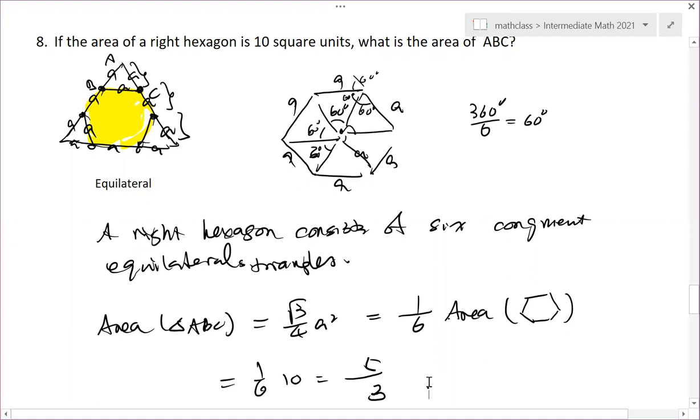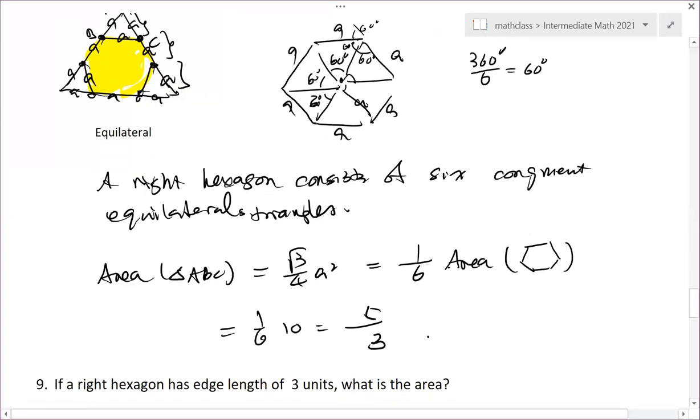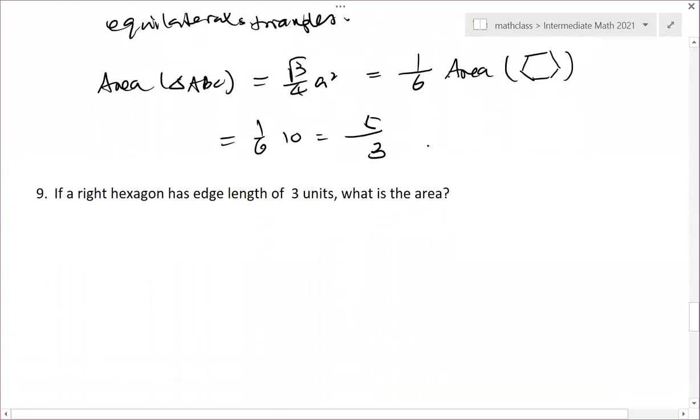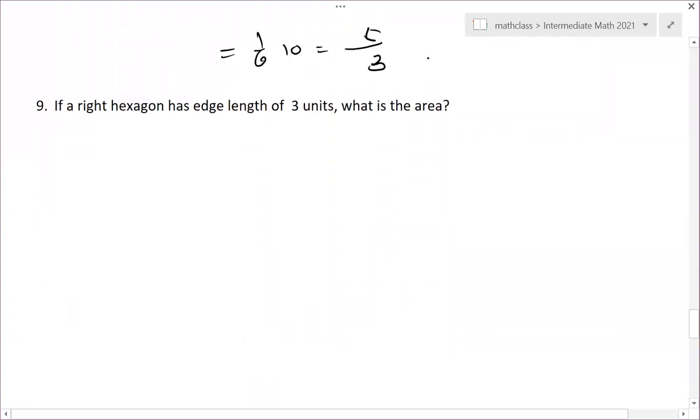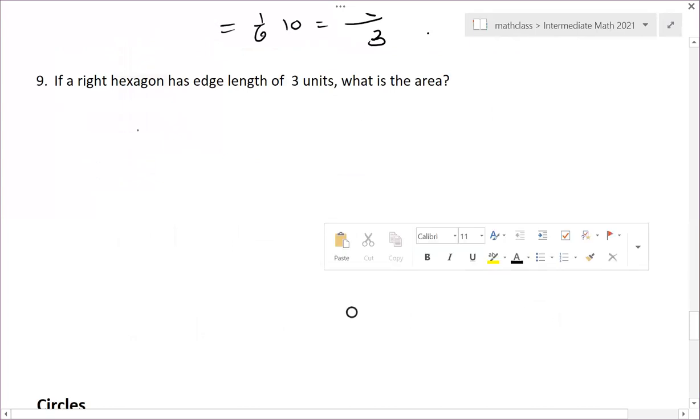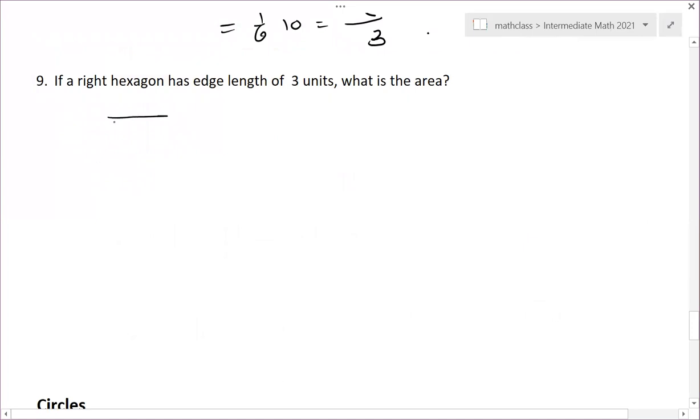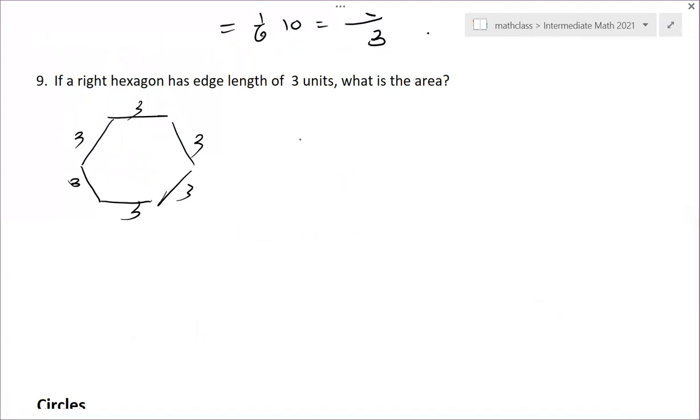Right. So remember, a hexagon consists of 6 identical equal triangles. All right, here's a problem, okay? Here's a question. A regular hexagon has an edge length of 3. Can you find the area? I'll let you try first. You're given the edge length, which is all equal to 3.